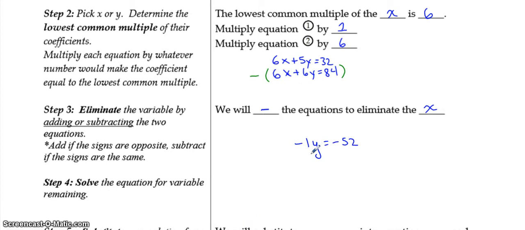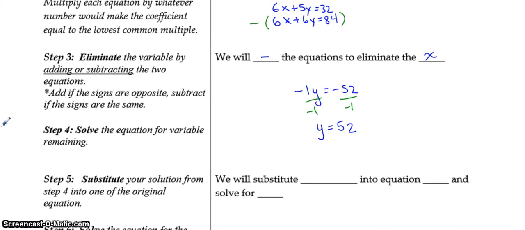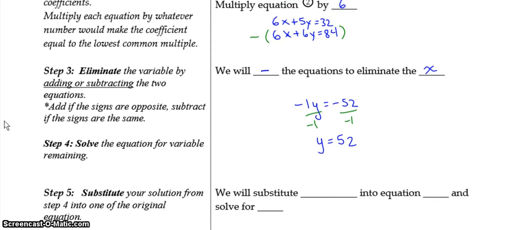Then to get just y, what you have to do is divide both sides by negative 1, and you get y equals 52. So that's the y value of your point of intersection.